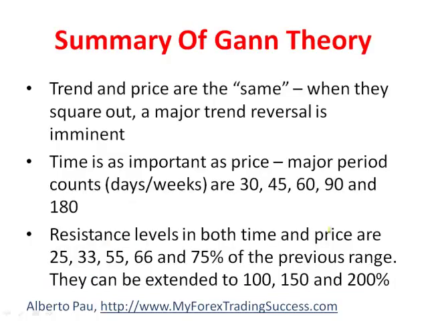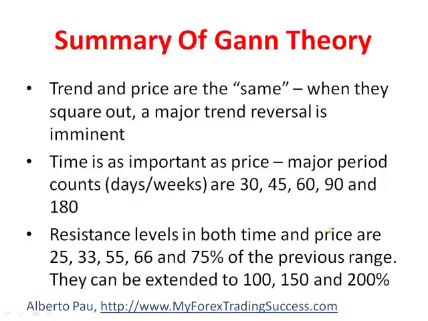To summarize, trend and price are the same according to Gann. When they square out, i.e. they are perfectly in sync, a major trend reversal is imminent. Time is as important as price. What Gann was aiming to do is not just predict where the price is going to go, but also when is it going to get there.